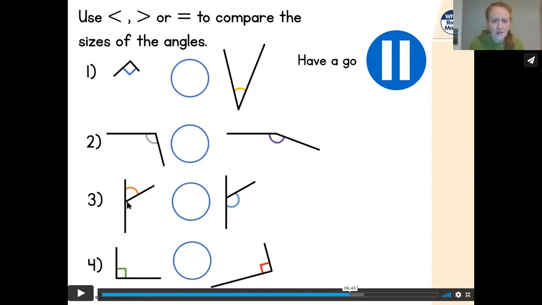Okay, down here. Oh, this is difficult as well. So we've got this angle here, which is an acute angle because it's smaller than a right angle. And then we've got this one here, which is bigger than a right angle.